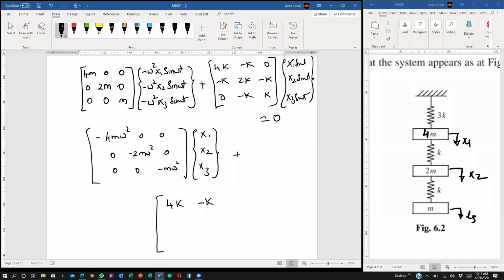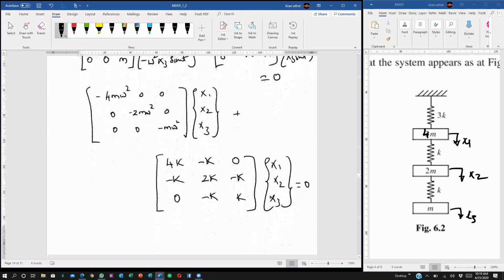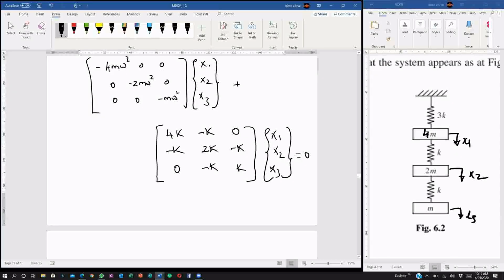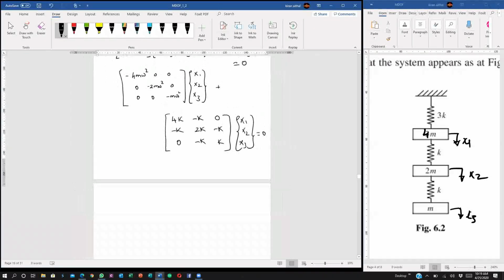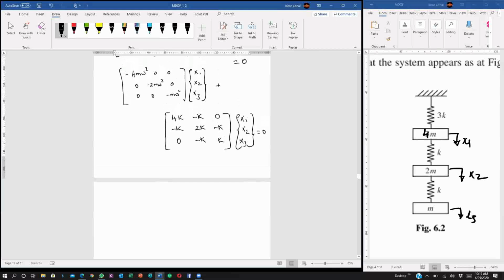K minus k 0, minus k 0 2k minus k k, times x1 x2 x3 is equal to 0, right? So this is what. Now x1 x2 x3, everything is common. I will club this particular part. You can check it out. I will try to club this one.